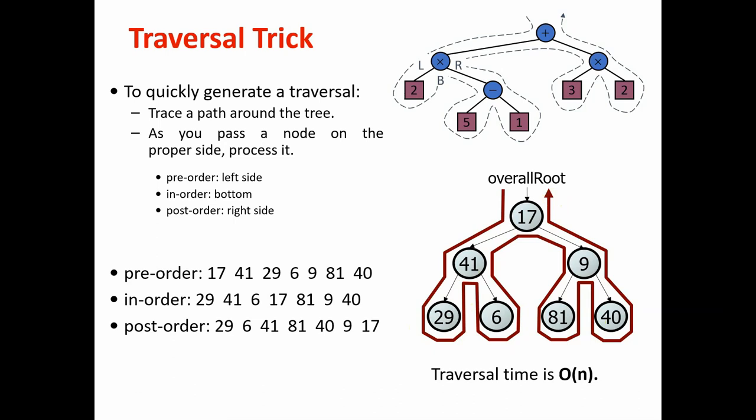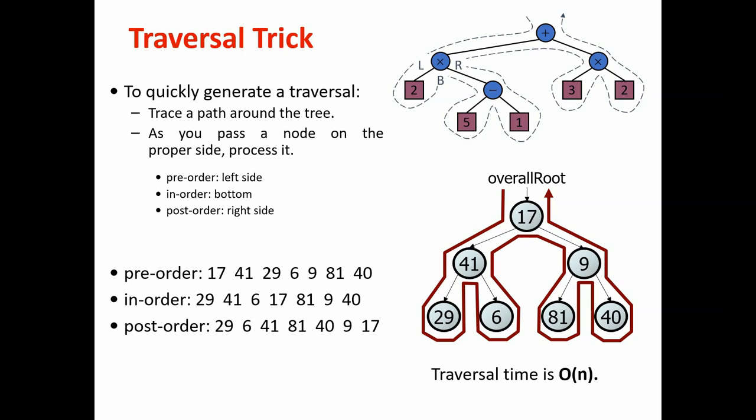Let's do in-order. In-order means that we display the nodes when we are at the bottom of it. So we start from here, here, and here. I'm at the bottom, so 29, then 41, then 6, then 17, then 81, then 9, then 40, and everything is done. If you're doing post-order, you display when we are at the right side of the node, when we follow this line or path. So here we go. I'm on the right side of 29, so 29, then 6, then 41, then 81, and 40, and eventually 17.